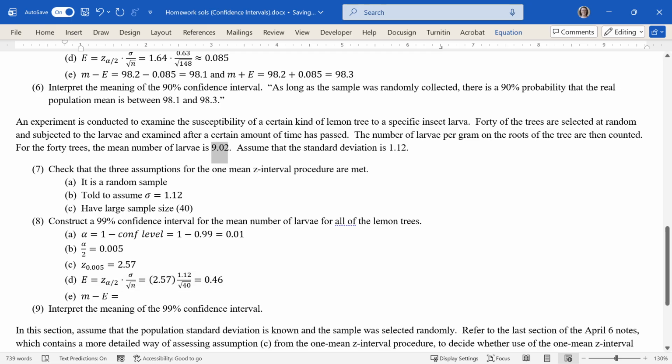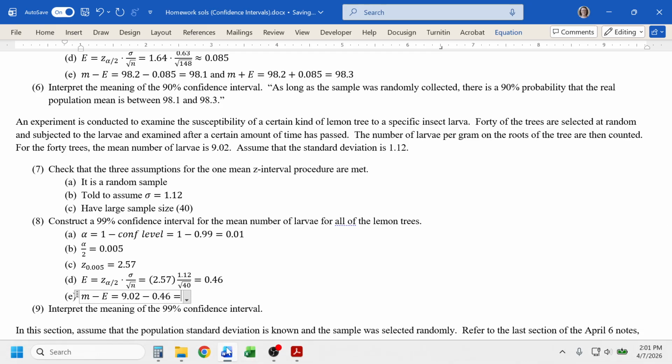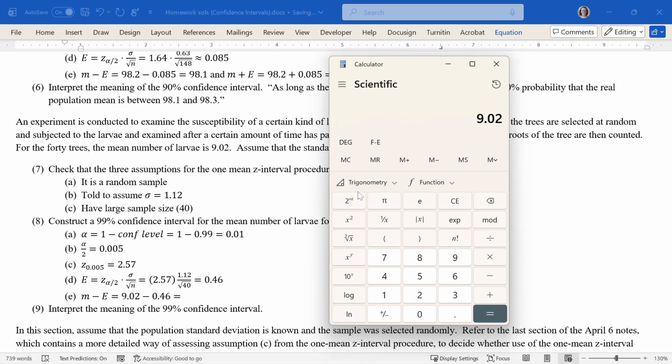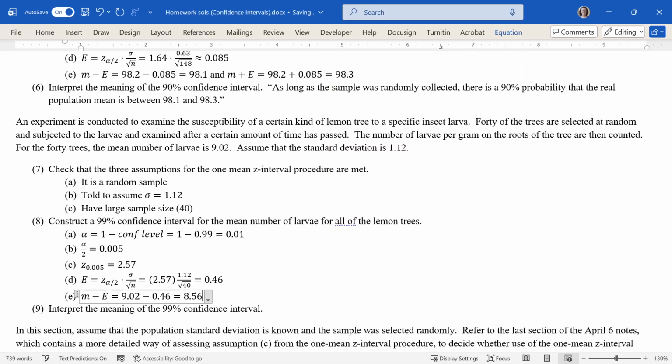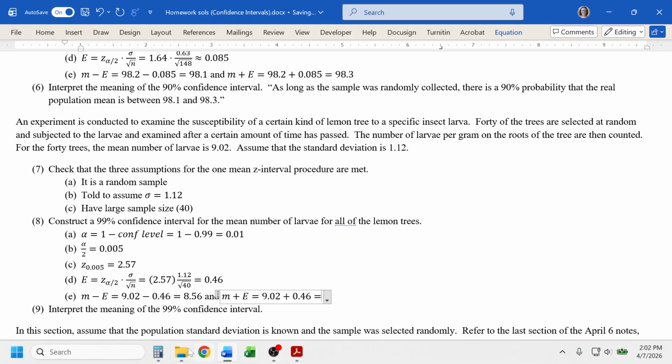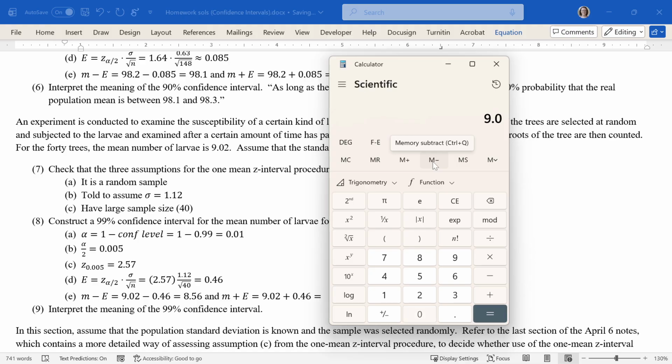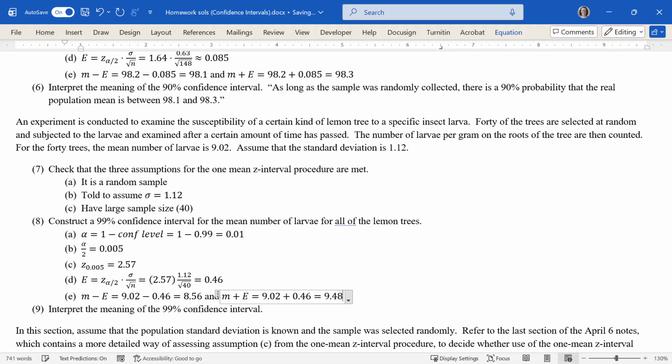Sample mean was 9.02. Oh, good, we got the same number of decimal places this time, so we'll keep 2 decimal places then. 8.56. And for m plus e, 9.02 plus 0.46. I always put a 0 in front of my points because it's hard to see points if you don't put that 0 there. So it's polite to put it. 9.48. Okay, so this is my margin of error.